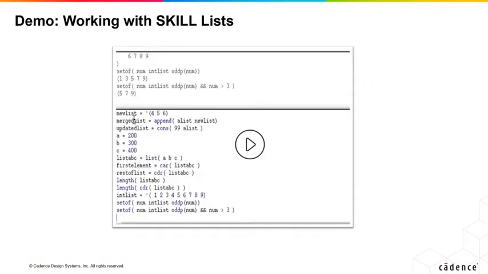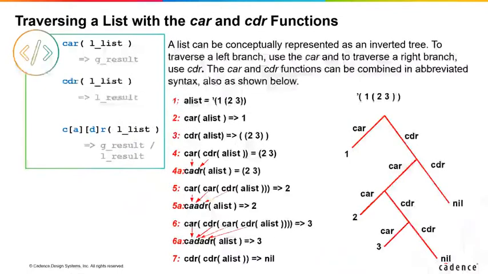This demo shows examples of working with SKILL lists. Traversing a list with the car and cdr functions. So when you're working with lists, a lot of times you'll encounter a list that you haven't seen before, but that you can look at and very quickly visually understand what you want to locate.